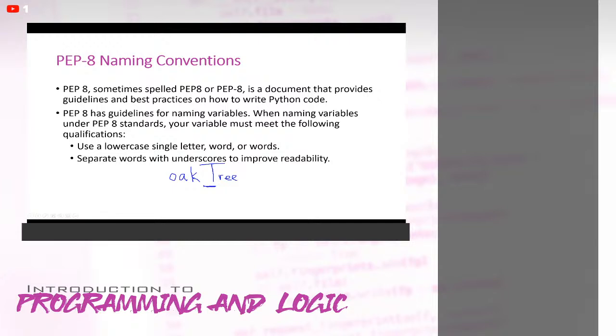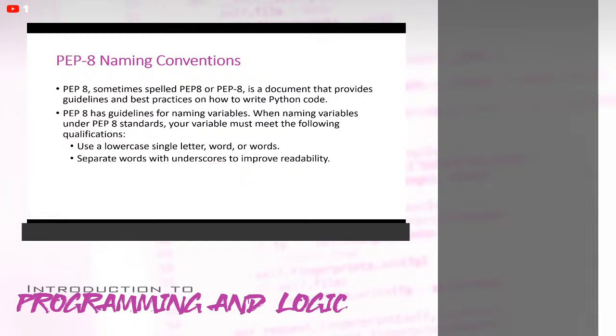According to our PEP8 naming conventions in Python, we don't want to do this. We want to take our words, keep them all lowercase letters, and where we have the separation between the two words, we can just utilize an underscore to separate our words. So if we were writing this variable name in Python, it would look more like that, oak underscore tree. But that basically gets us through declaration.